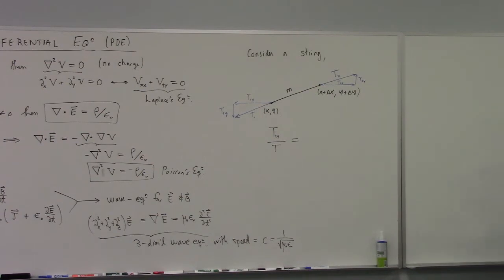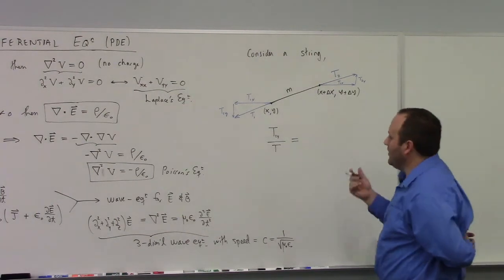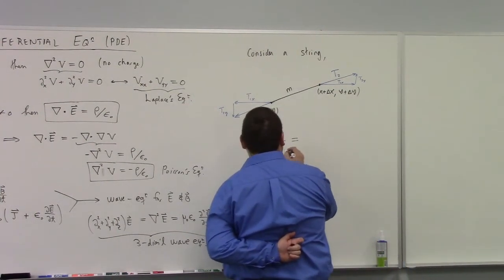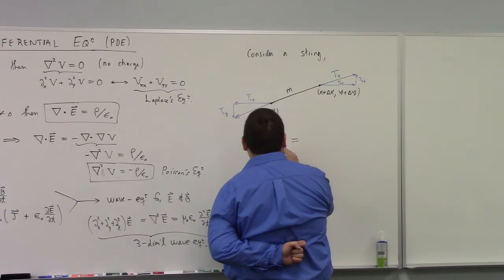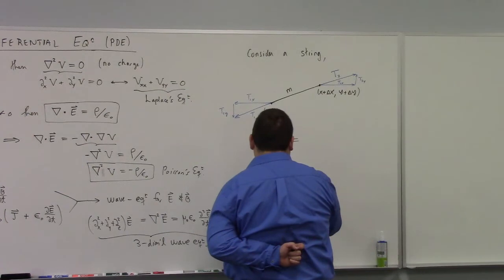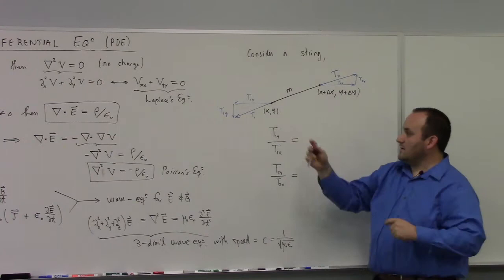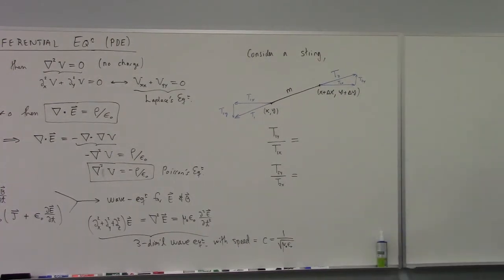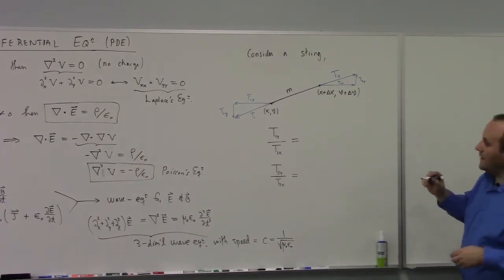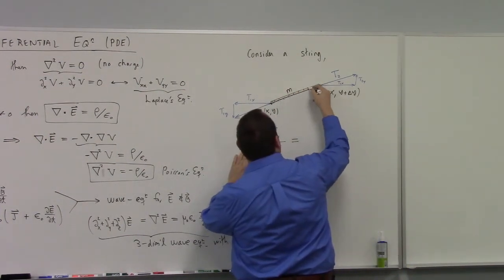Oh, I guess I should say T divided by T1x, and on the other hand, I have T2y divided by T2x. How are these going to be related to the slope? Those should be related to the slope of the little bit of string we're thinking about, right? What would the slope of the string be, if you think about this little string right here?